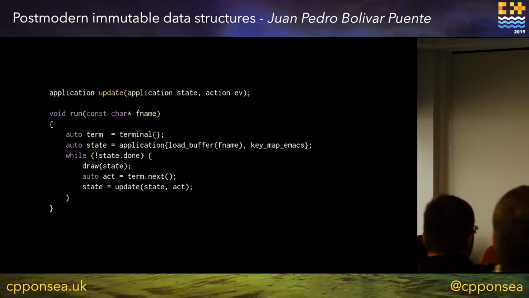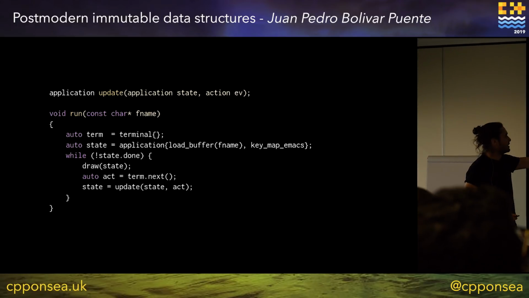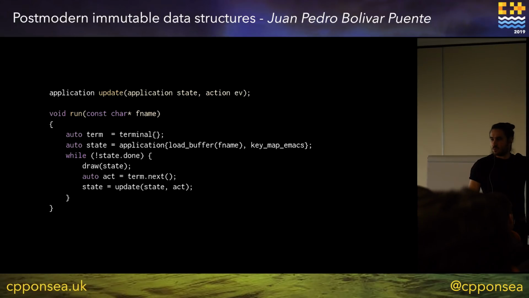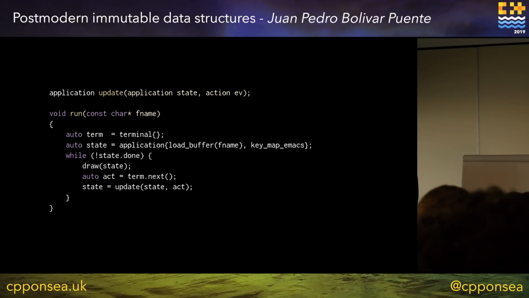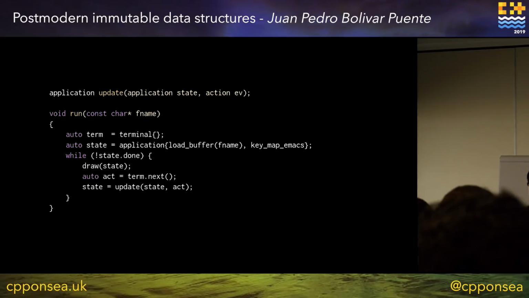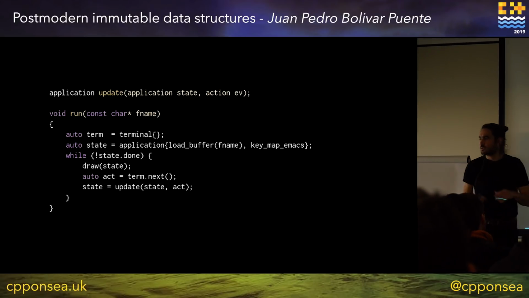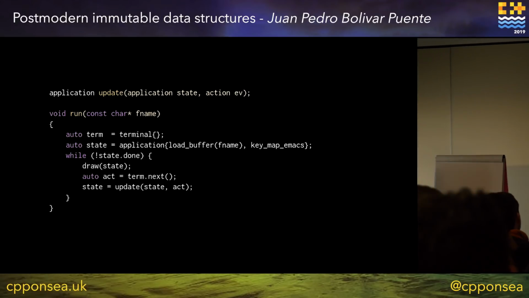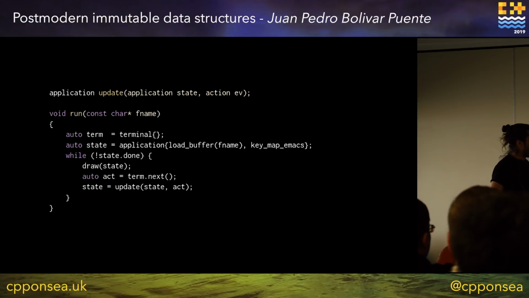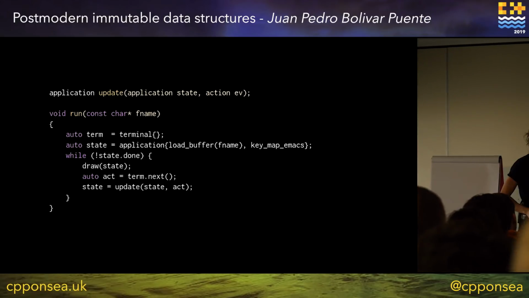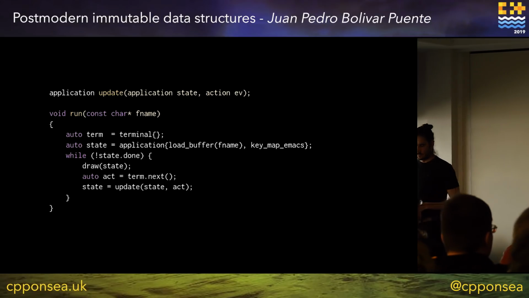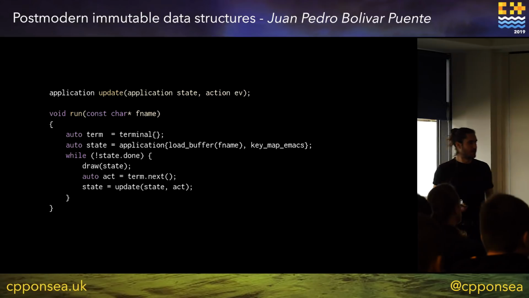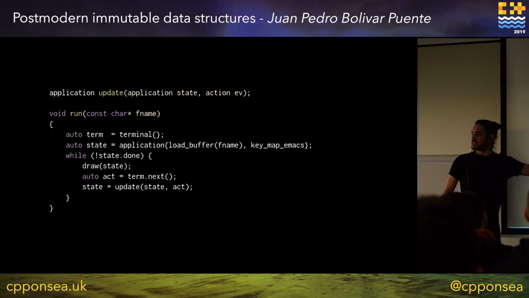We initialize it with some variables, and then we say, well, while we are not done, we draw to the screen, we query what's the next action from the terminal. So this next thing will wait until you, let's say, use a key and return the action object that we saw in this diagram. Then we call the update function with the state and the action and assign the new state to the variable, right? This is the only real assignment that we have.